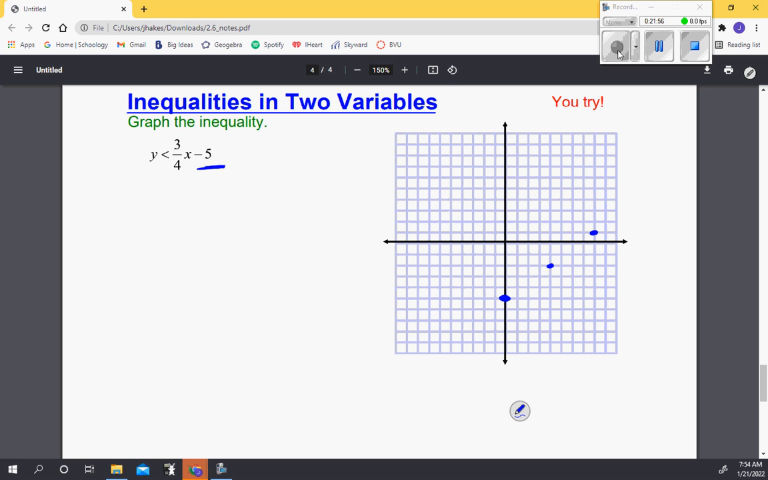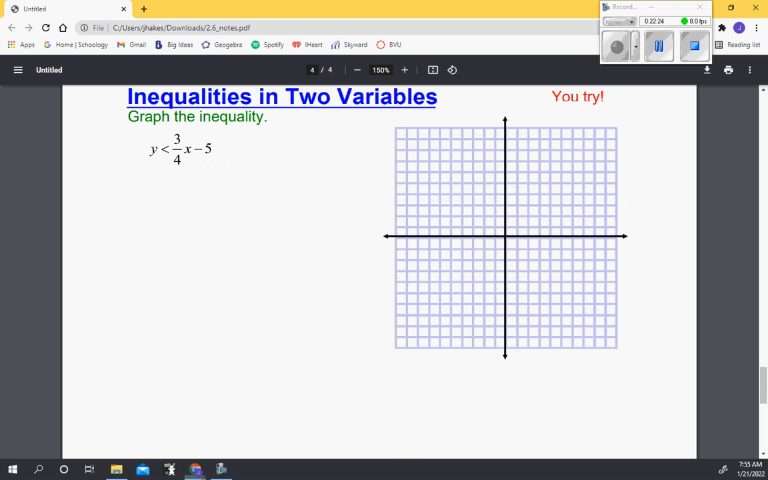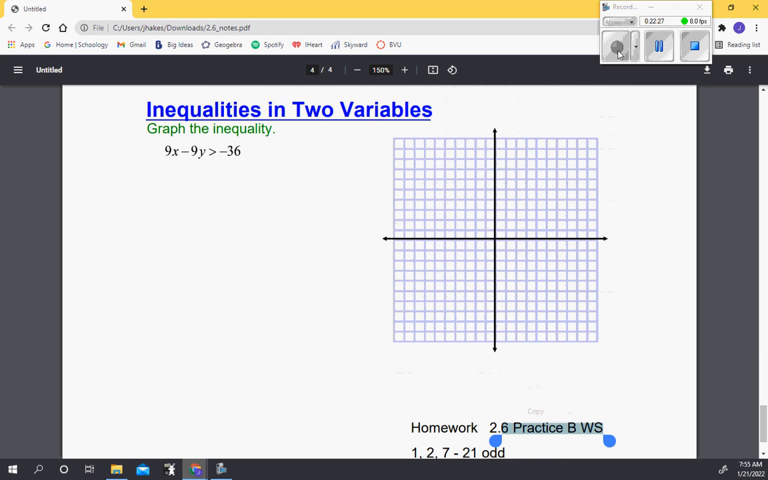Now I have to look, is it a dashed line or solid line? It's a dashed line because it's not equal to, it's just less than. So dashed line. And now y is less than that, so we have to shade below the line. Below the line. Okay? So it's just graphing. The only difference is we have a dashed line or solid line, and then we have to shade above or below the line.